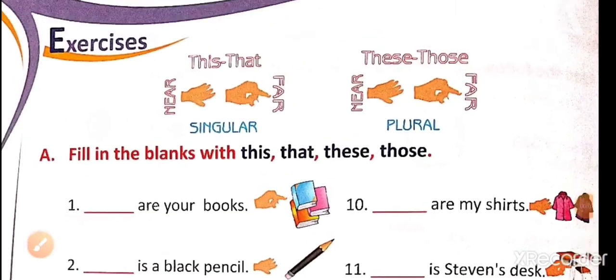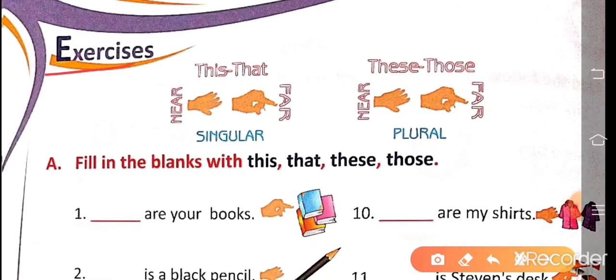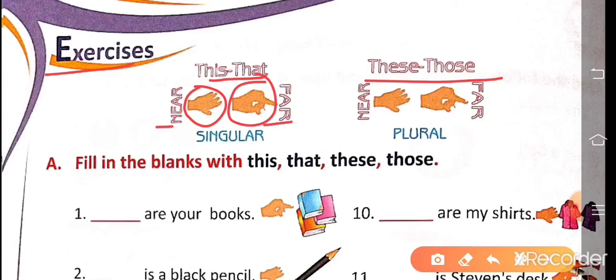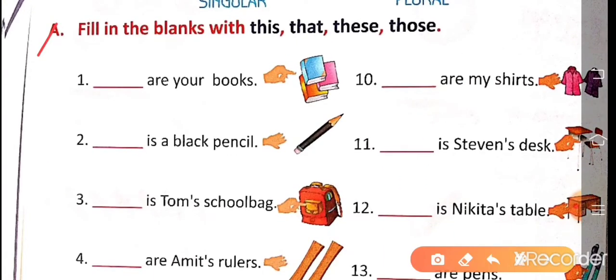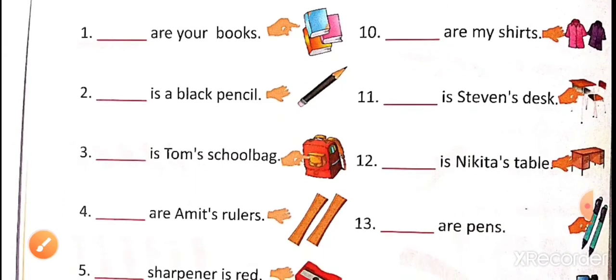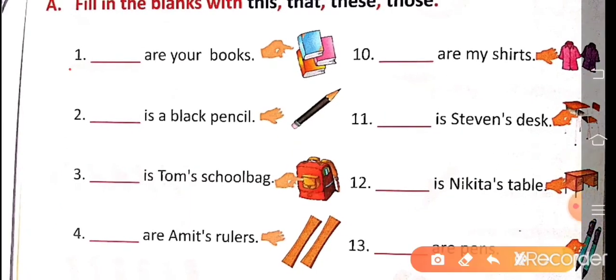Here exercises. This, that, these, those. This hand indicates for near and this hand indicates for far. Okay, so according to this, we have to fill this, that, these, those in the given exercise. Exercise A, fill in the blanks. This, that, these, those. So first is dash are your books.